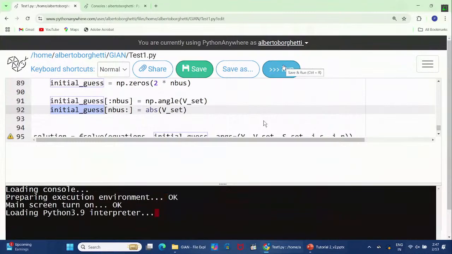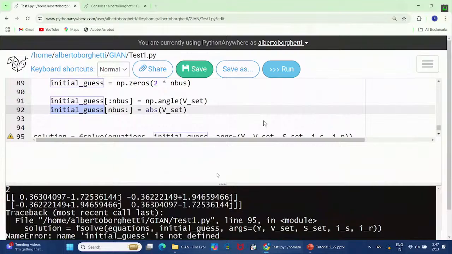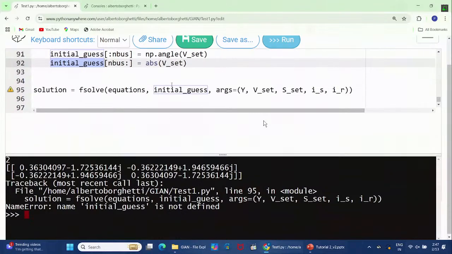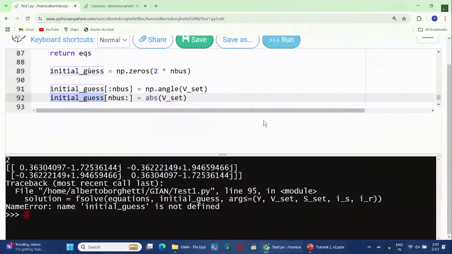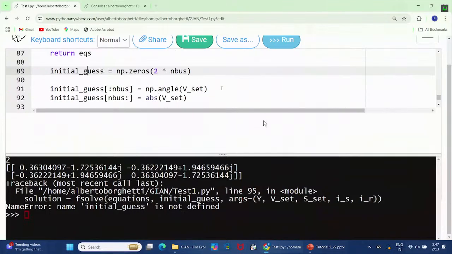Running here. The error that it says is that initial guess is not defined. Initial guess is here, it is written in the same way. It is undefined. Any suggestion? Ah, yes, big error.